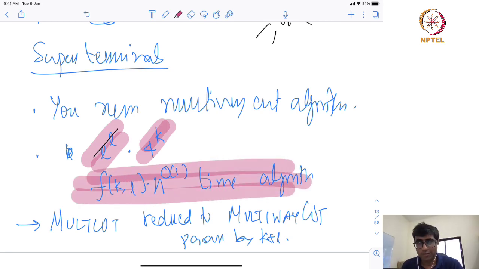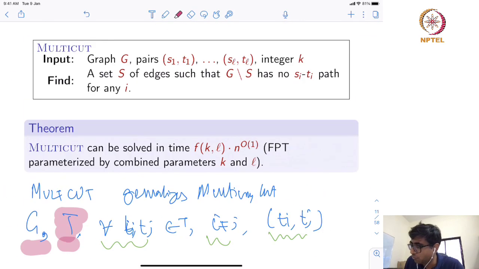So how did we solve multi-cut? We solved multi-cut by reducing it to multi-way cut parameterized by k plus L, and this is how you show this theorem: that multi-cut, which is an extreme generalization of multi-way cut, is FPT parameterized by the number of request pairs as well as the solution size.